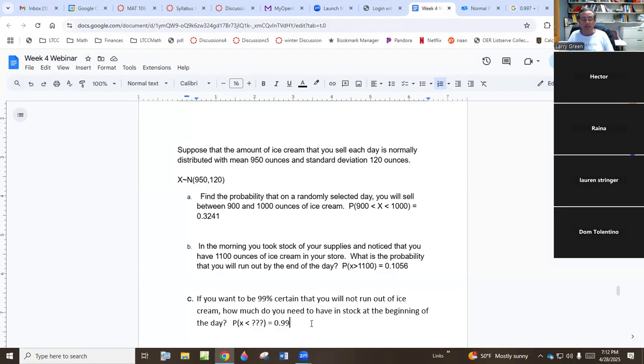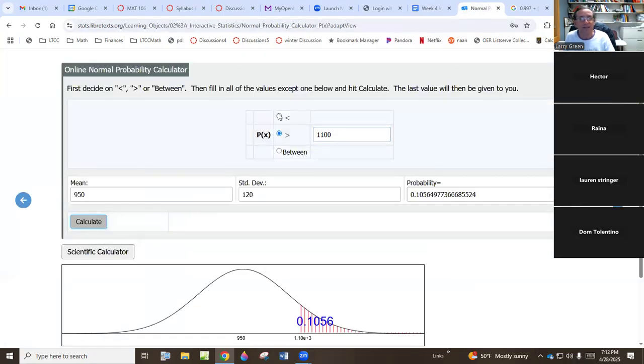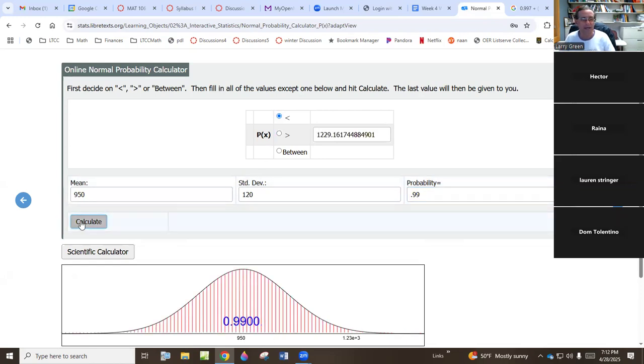And that probability is 0.99. We don't know that some number, which is fine because we go less than. If you don't know it, you leave it blank. And then the probability is 0.99. Same mean and standard deviation. That's not changing for this ice cream. Any questions on that? And calculate. And we have 1,229.1617. No one really cares about a thousandth of an ounce.